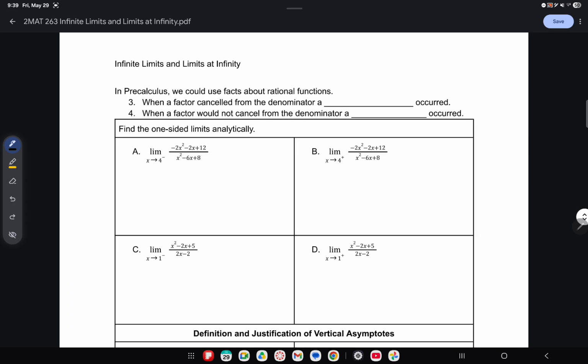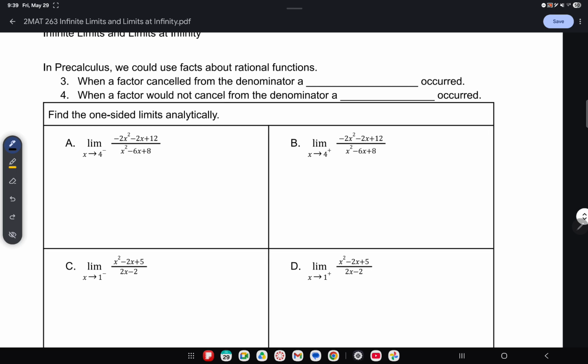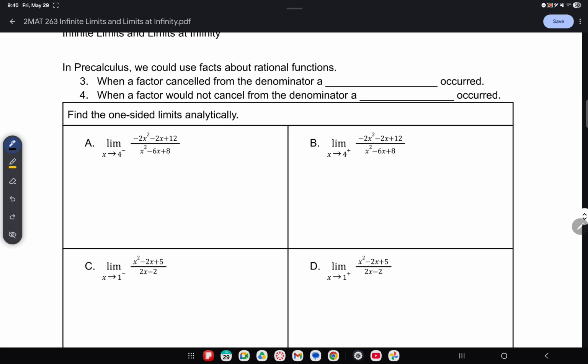All right, so in pre-calculus, we could look at rational functions and we could analyze them, right? If we could factor the numerator and denominator, and we either had things cancel or things that didn't cancel, they meant different things. So if something canceled, we would say there was a hole in the graph. But if a factor didn't cancel, it's in that denominator. That was always a vertical asymptote.